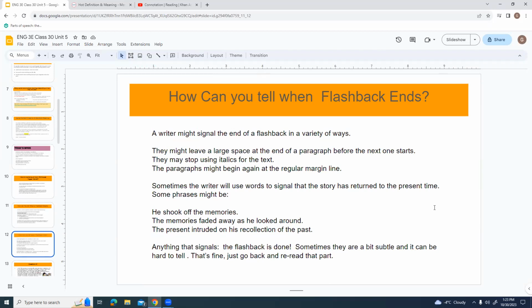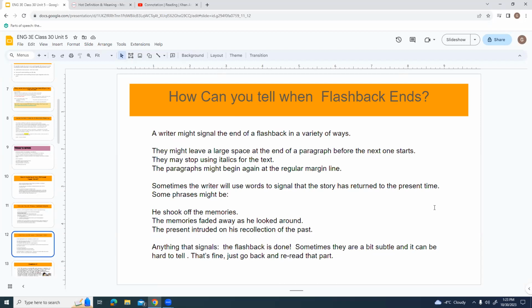So a writer might signal the end of a flashback in a variety of ways. First of all, they might leave a large space at the end of one paragraph before the next one starts, and that's trying to show you, oh, that little flashback is done, and now we're back in the present. They may stop using italics for the text. If you've had several paragraphs that were in italics and they suddenly stop, okay, well, the writer's telling you, hey, we're back to the present again. The paragraphs might also begin again at the regular margin line. If the writer had used an indenting method of showing you the flashback, then they will stop indenting.